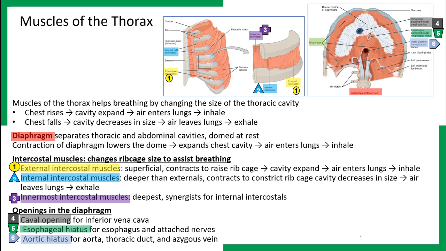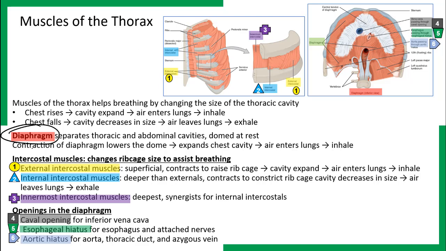The last, sorry, not the last slide. So the second to last slide on the muscles of the axial skeleton are to do with muscles of the thorax, your rib cage. So the first muscle is your diaphragm.